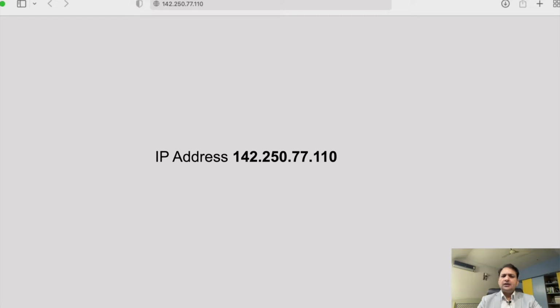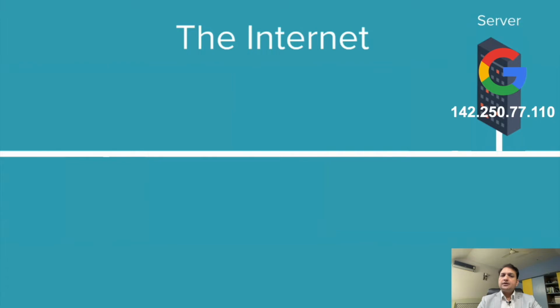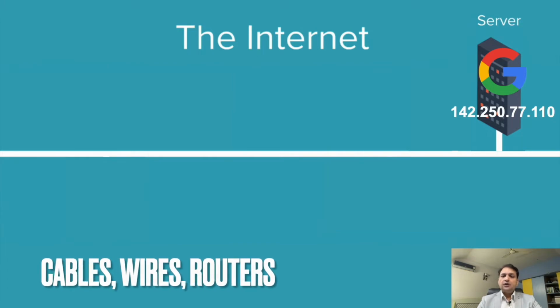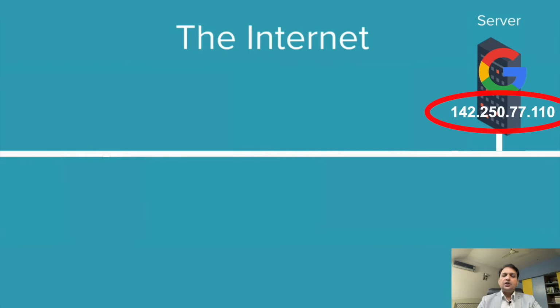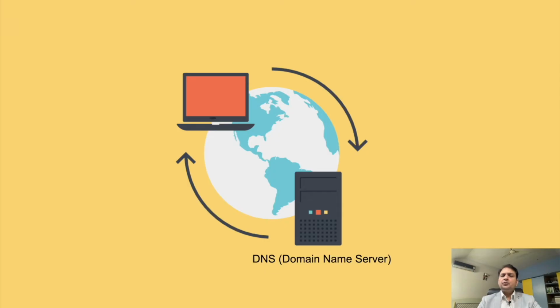Every website on the internet has its own unique address. It's called an IP address. An IP address is a combination of 4 numbers separated by dots. Internet, through its connection of cables, wires and routers, would use this IP address to locate the computer with this address on the internet. As you can see, it's not easy to remember the IP address. That's where the DNS server comes into the picture and makes our life easy. You can think of DNS as a phone book of the internet that maps these IP addresses into user-friendly domain names.